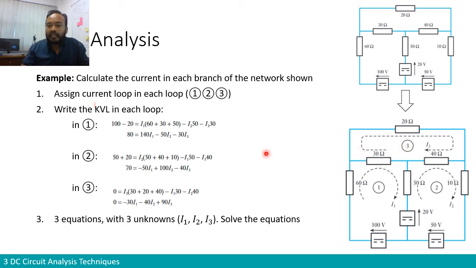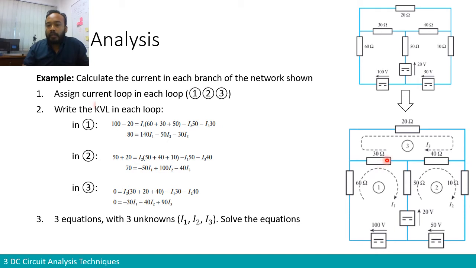So the current is negative, that's why we have minus I3. So I3 is basically minus in loop 1, minus I3 multiplied by 30 ohm. The same goes for the 50 ohm. The voltage is created by I1 multiplied by 50, but also by minus I2, because I2 goes in the opposite direction of I1, so minus I2 multiplied by 50 ohm. So that's how we write the KVL.